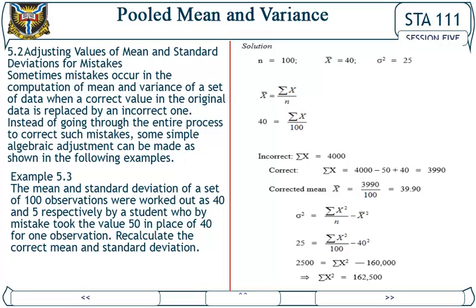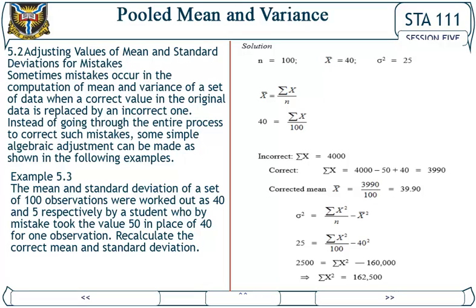The mean and standard deviation of a set of 100 observations were worked out as 40 and 5 respectively by a student who by mistake took the value 50 in place of 40 for one observation. Recalculate the correct mean and standard deviation. Solution. n is equal to 100, mean is equal to 40, standard deviation is equal to 25.